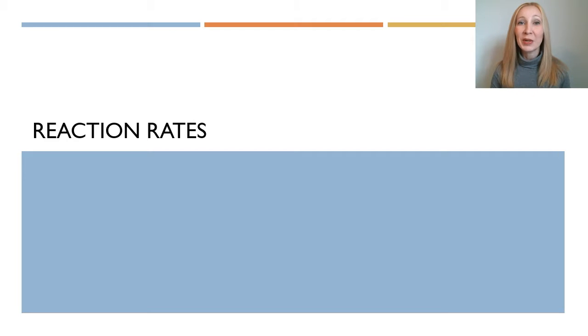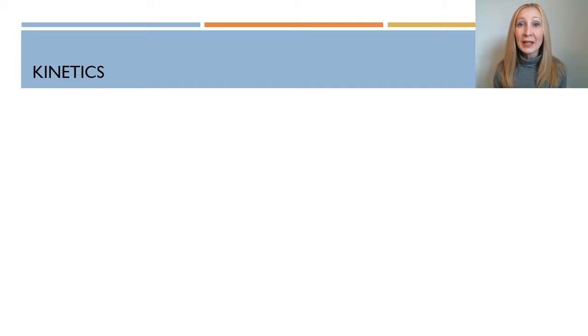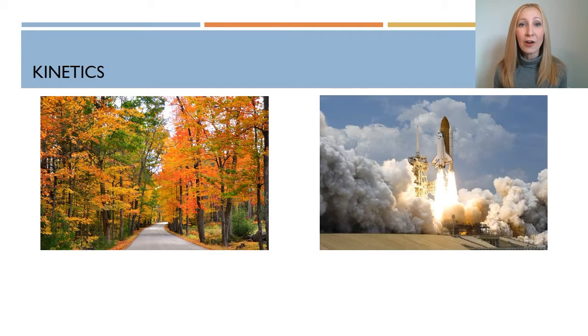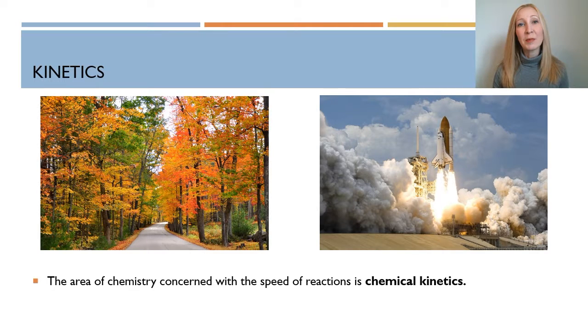When you look at a chemical reaction, you probably just see chemicals and coefficients and an arrow. But there's a lot more to chemical reactions than just a balanced equation. For example, there are extremely slow reactions, like the changing of colors in the fall, and extremely fast reactions, like the burning of fuel in this space shuttle launch. The area of chemistry concerned with the speed of a reaction is called chemical kinetics.